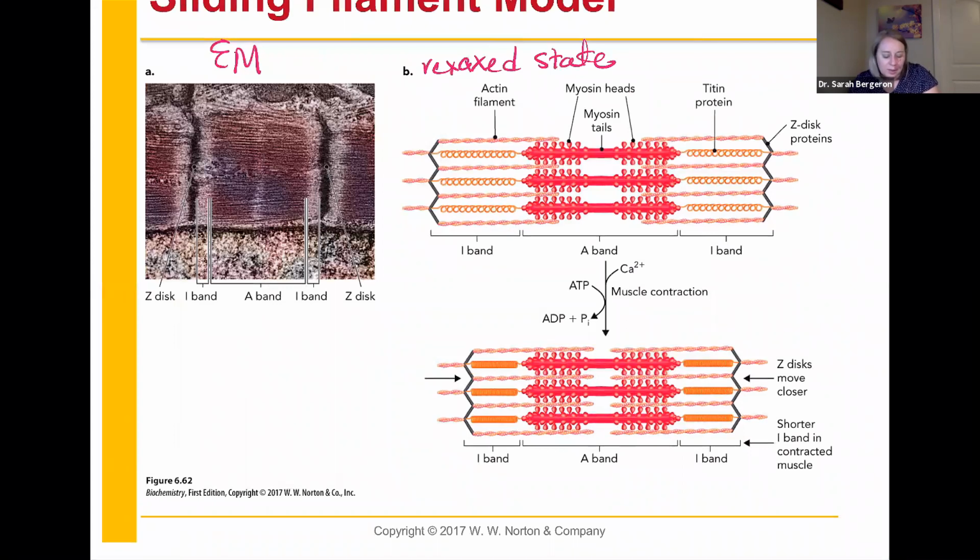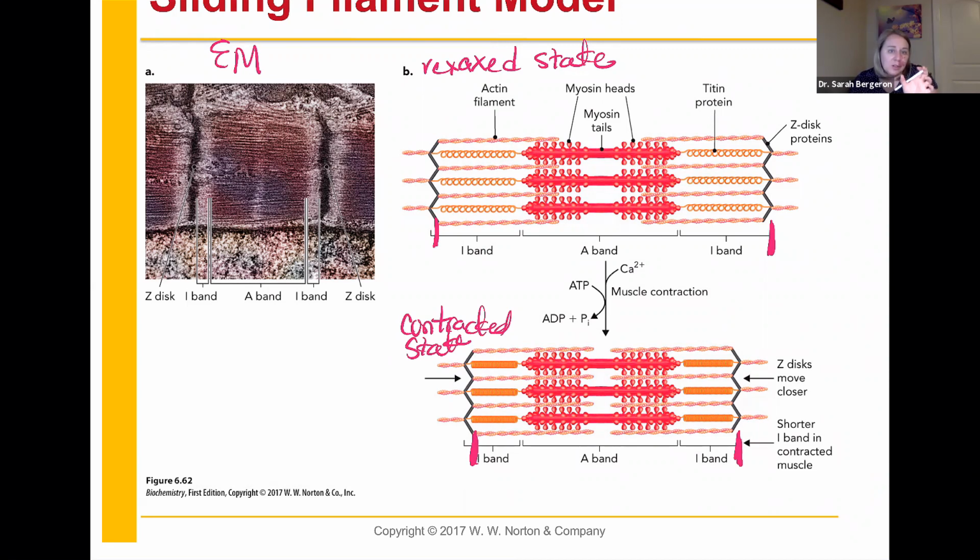Okay, you can see the distance from Z disk to Z disk is relatively long. In the next one, this is our contracted state. So the distance from Z disk to Z disk has been shortened. So that's how you know the relaxed state from the contracted state. You can look at the distance from Z disk to Z disk.